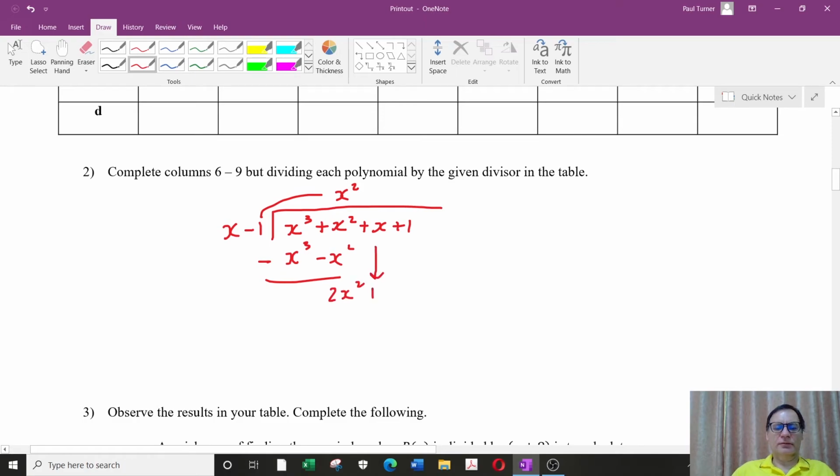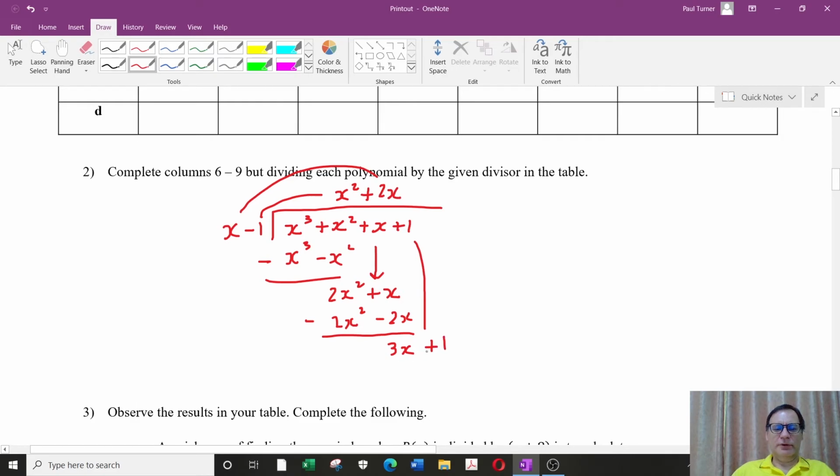Drop down your x, write it there. So now we have 2x squared, and this is x. So it looks like it's going to be 2x. And then we multiply. 2x times x, 2x squared. 2x times minus 1, minus 2x. And subtract. 2x minus 2x is gone, 0. X minus negative 2x will be 3x. Okay, so bring down your 1.